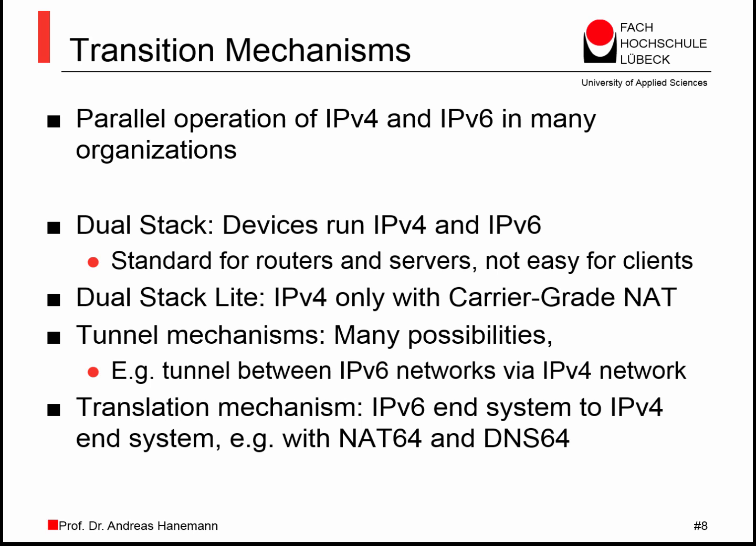Then there are many possibilities for configuring tunnels. An example scenario is that you have two IPv6 only networks and you want them to communicate via an IPv4 only network. In such a case, IPv6 packets can be transferred as payload of IPv4 packets. Finally, there are translation mechanisms where IPv4 addresses are mapped onto IPv6 addresses.